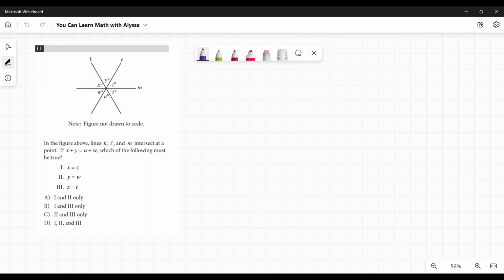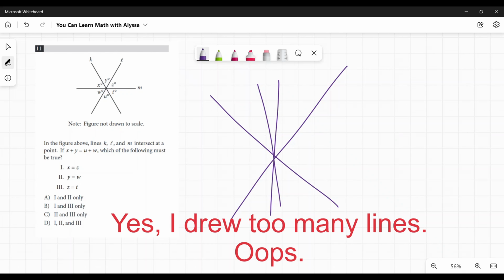Number 11. Note: figure not drawn to scale. This is important. Whenever they say this, basically don't assume that anything you're seeing is true. What this means is that in reality it could be super skinny like this, and then I'm just drawing this terribly, but it could be a really big gap like that. It could look more like this in reality.